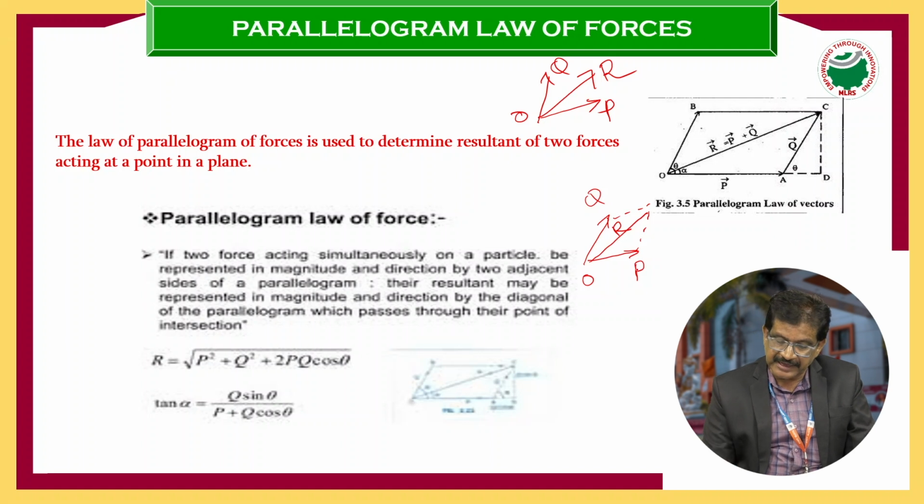The two forces P and Q act with their magnitude and direction as the sides of the parallelogram. The resultant is represented in magnitude and direction by the diagonal which passes through their point of intersection. This is called the law of parallelogram. The formula is R equals root of P squared plus Q squared plus 2PQ cos theta. To measure the angle, tan alpha equals Q sin theta divided by P plus Q cos theta.